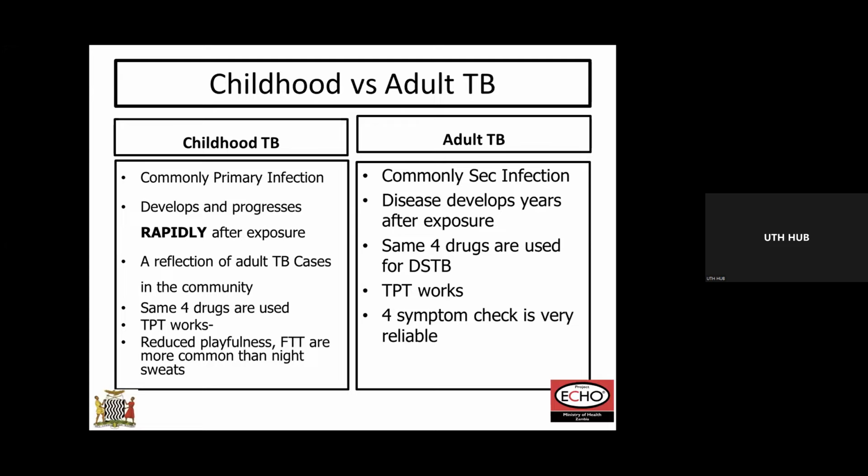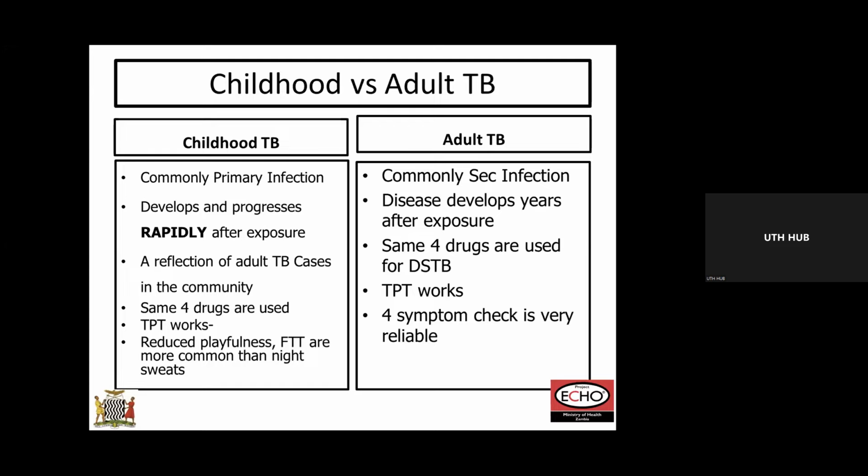In children, we use the same drugs as those used in adults, but at slightly higher doses. If you remember that MCQ that was there, it was talking about using the same four drugs at a similar dose, but what we're saying is that we use them at a higher dose. And then TB preventive therapy works in both age groups. Children really need the TB preventive therapy because the disease progresses faster in them. So please consider children for TPT all the time.